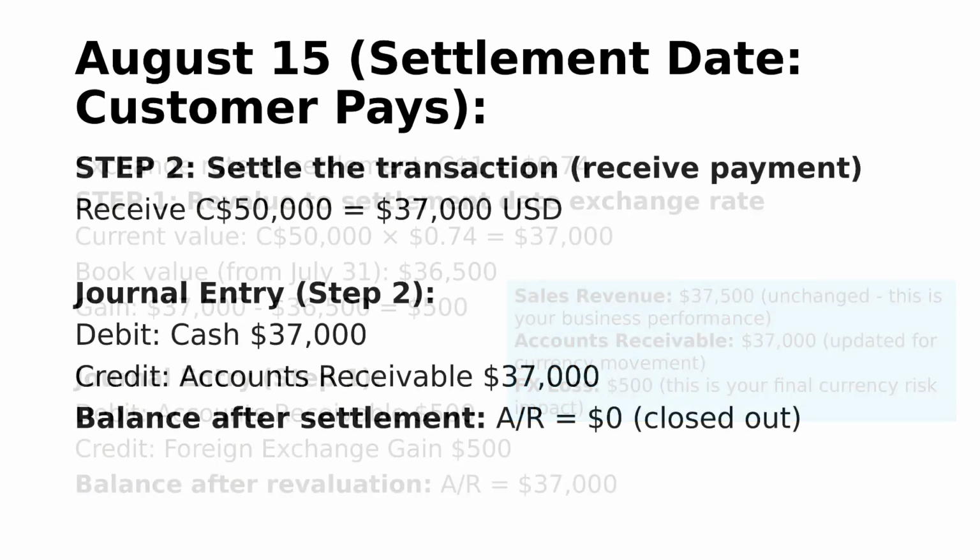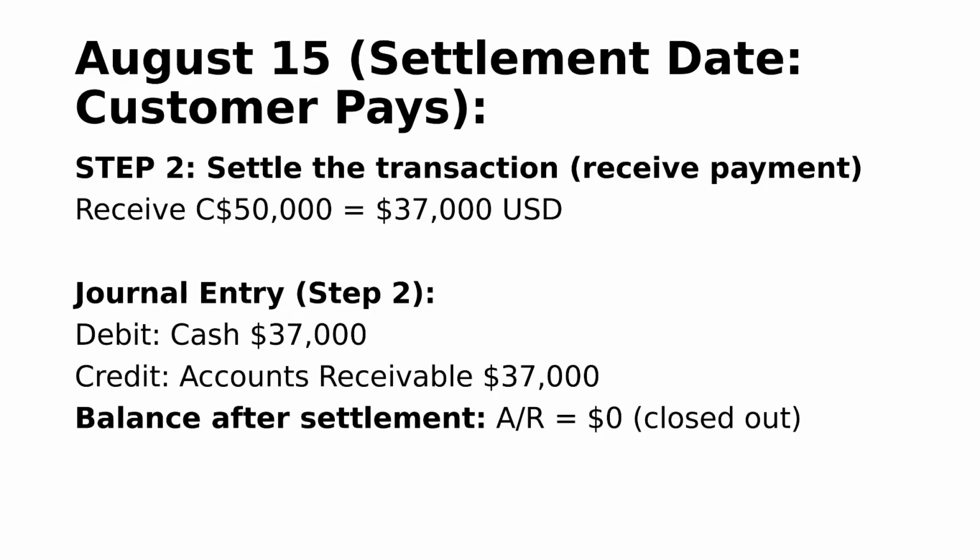Now let's finish the process: actually receiving the payment and closing out the account. On August 15th, when you get the customer's C$50,000 payment, which converts to $37,000 US, you make one final journal entry. Debit cash for $37,000 to reflect money coming in, and credit accounts receivable for the same amount. This zeroes out your receivable balance, meaning it's fully settled and closed.